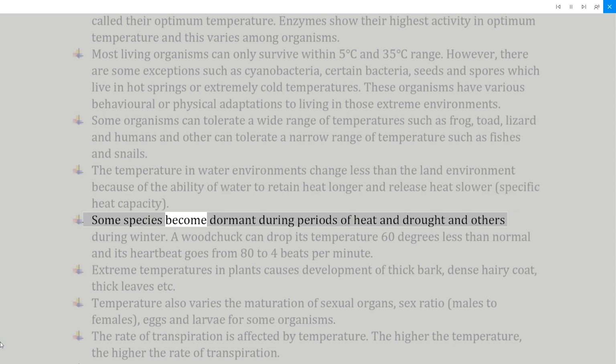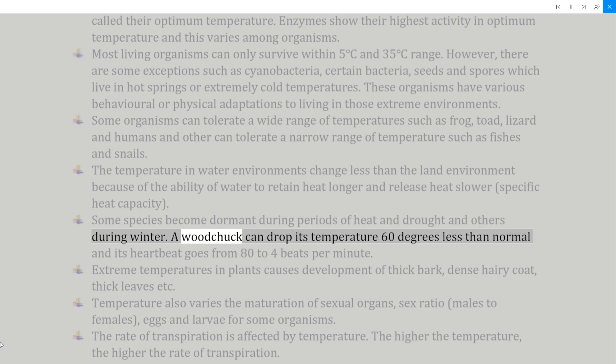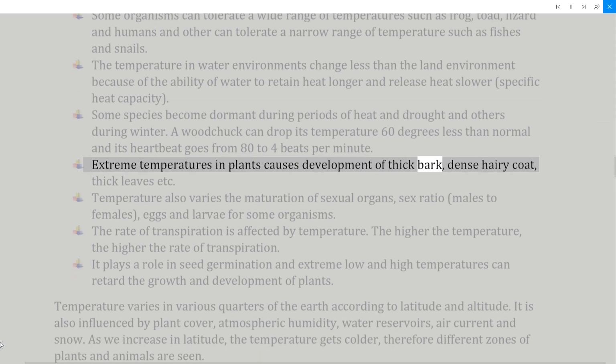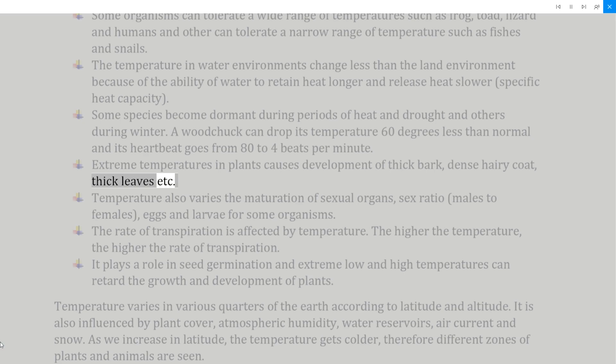Some species become dormant during periods of heat and drought, and others during winter. A woodchuck can drop its temperature 60 degrees less than normal and its heartbeat goes from 80 to 4 beats per minute. Extreme temperatures in plants cause development of thick bark, dense hairy coat, thick leaves, etc. Temperature also varies the maturation of sexual organs, sex ratio, males to females, eggs and larvae for some organisms.